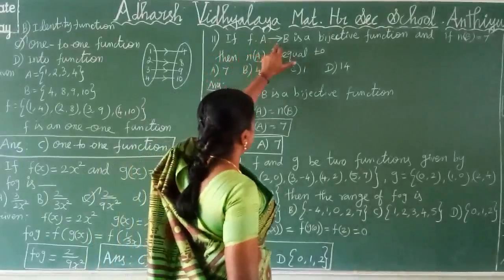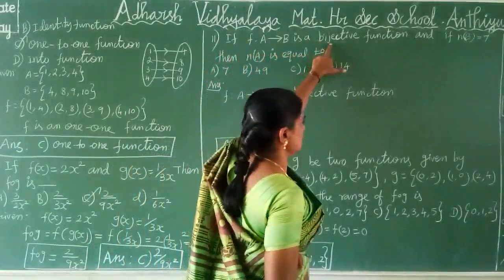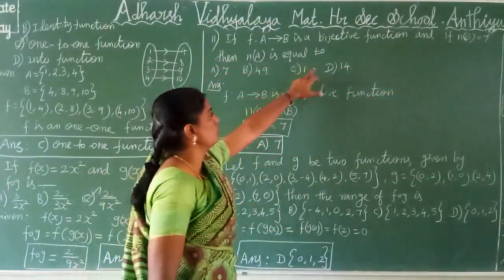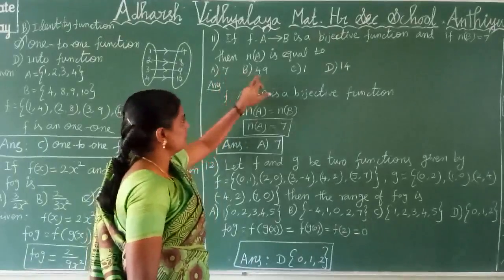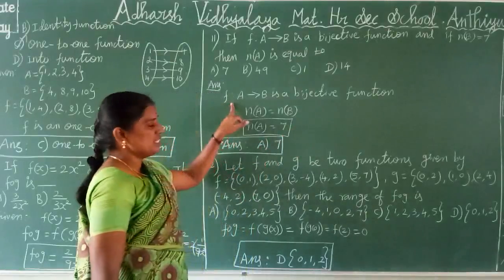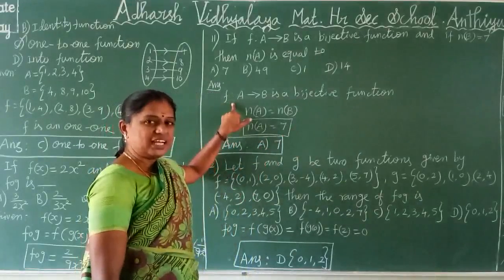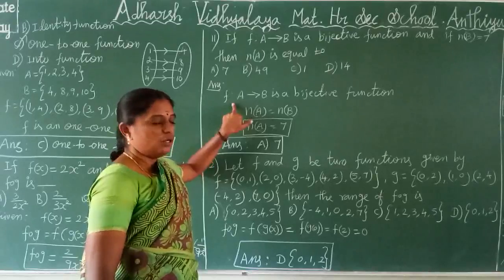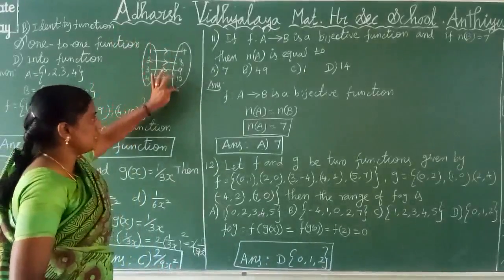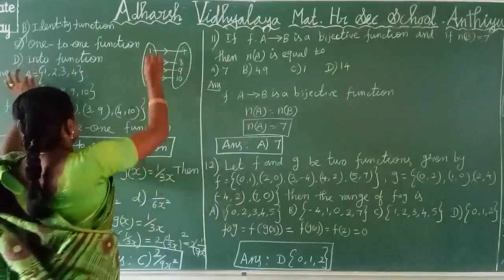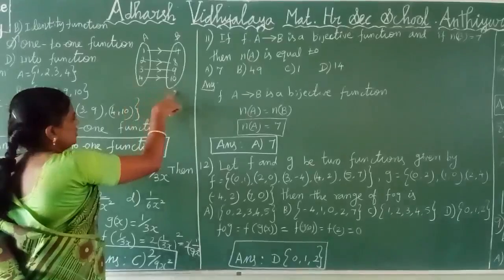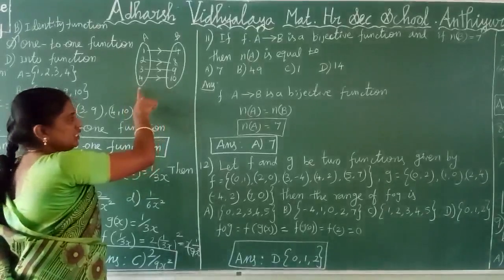If f such that A to B is a bijective function and if n of B equal to 7, then n of A is equal to: A option 7, B option 49, C option 1, D option 14. Here, bijective means both one-to-one and onto. So the number of elements in A and B are both equal. If this one satisfies one-to-one and onto, that is bijective.